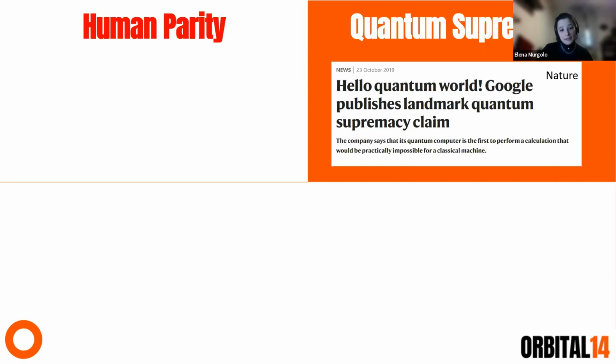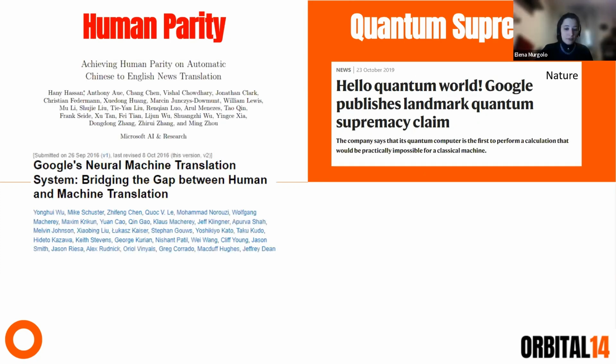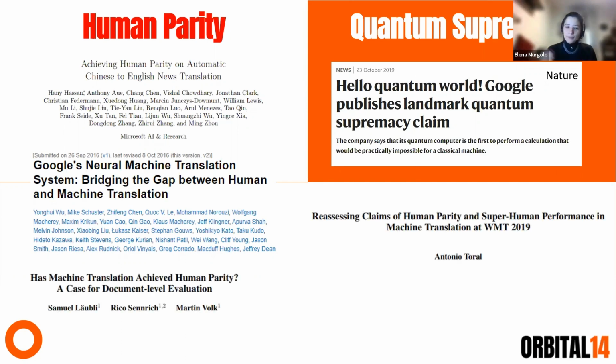In particular, in 2016 and 2018, first Google and then Microsoft came out with these papers, achieving human parity in automatic Chinese to English translation, and neural machine translation bridging the gap between human and machine translation. The articles came out, they were read, they were commented on, and in the research community, a few other papers came out, these are just two examples of them, saying that basically the way that quality is perceived or presented in the two Microsoft and Google papers is not correct, or is too limited to be considered as human parity.